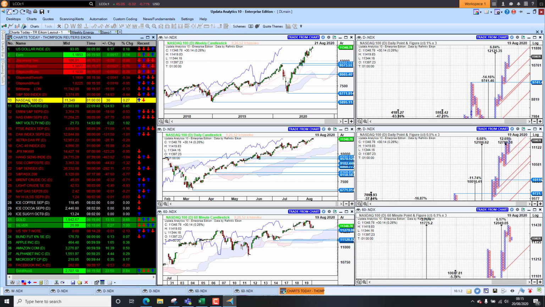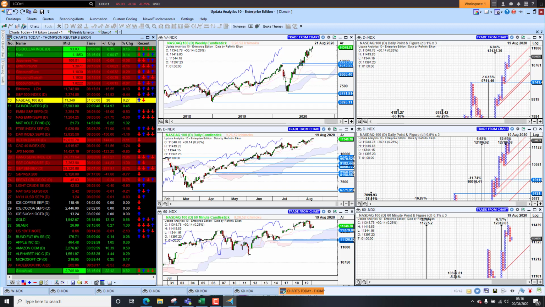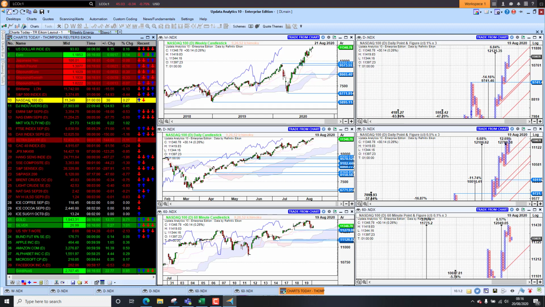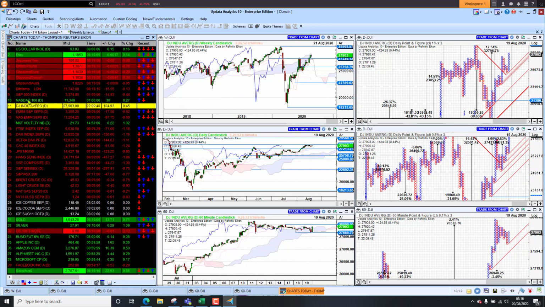Looking at the Nasdaq, much the same picture, bullish to the upside, and of course making new highs. Apple becoming the first company worth $2 trillion yesterday was big news. Looking at the Dow, we're up 0.45% overnight, so holding on there.